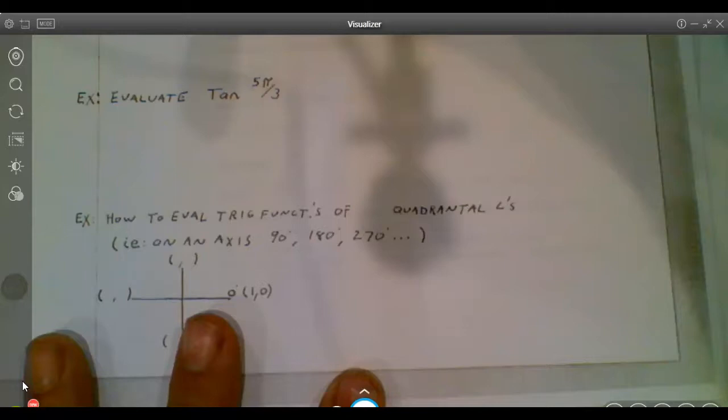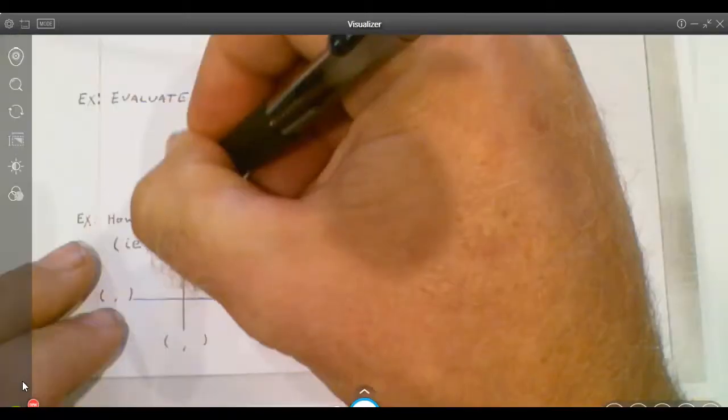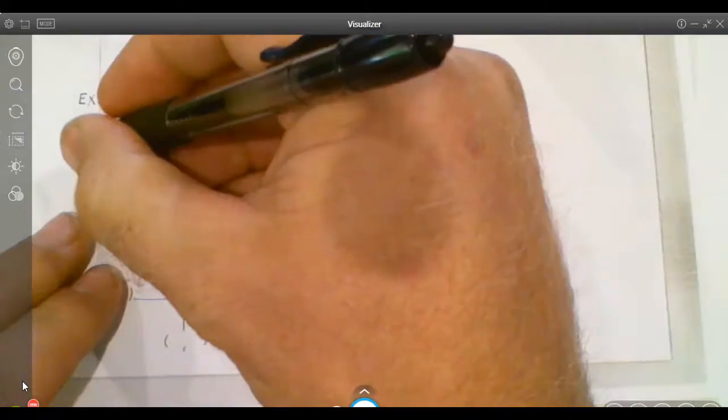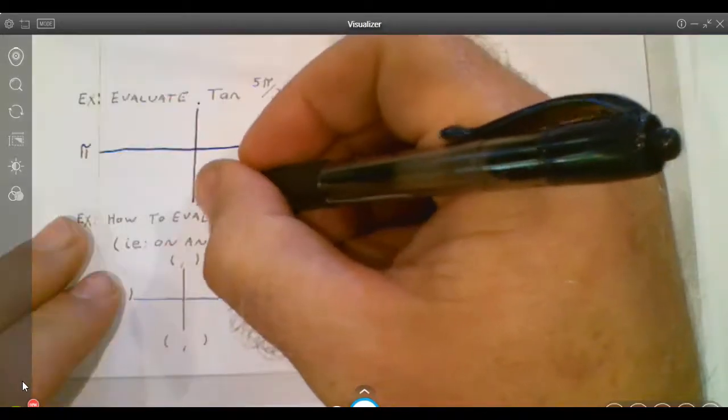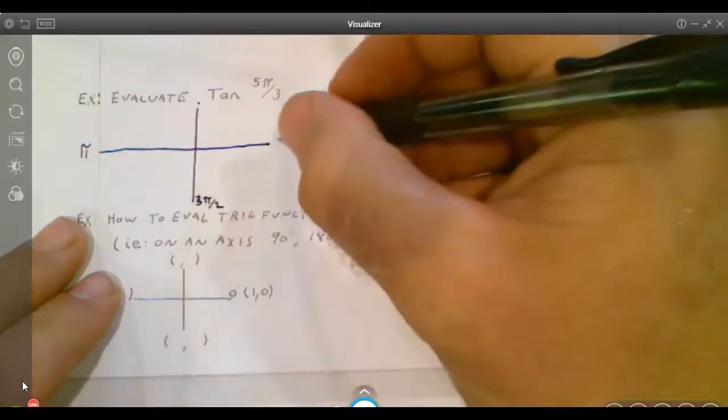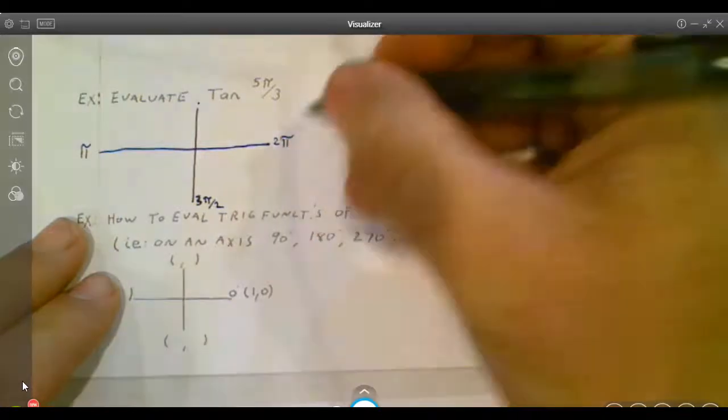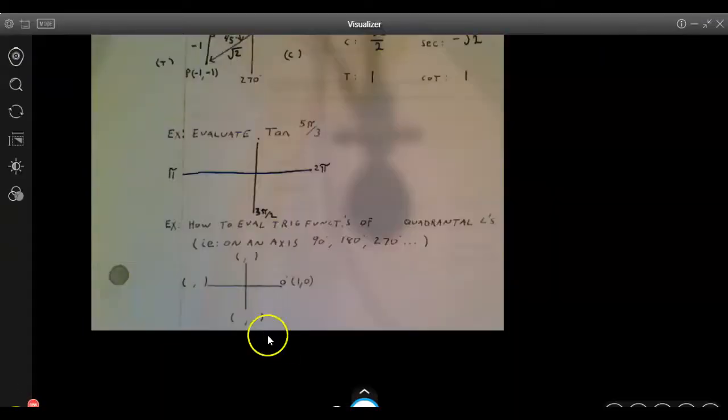So on this one, again, really helps to have a drawing. Where would we find 5 pi over 3? Remember, this is pi over 2. You know, this is pi. This is 3 pi over 2. You know, this is 2 pi. So in which quadrant would you find 5 pi over 3? And here we go. Okay, so keeping on here.